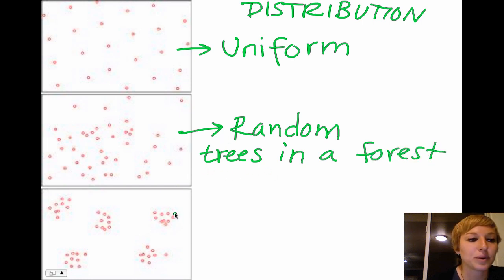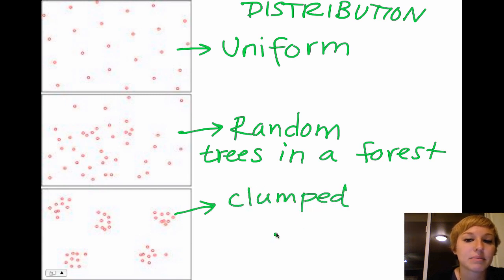The last one is clumped. And this is an organism or a population that kind of groups itself in little packs of individuals. And a lot of that can depend on available resources. We see a lot of this in intertidal zones where there's a certain amount of oxygen that an organism needs in order to survive. So you see them kind of clumped in specific locations.